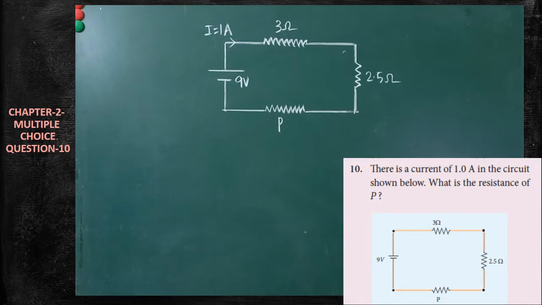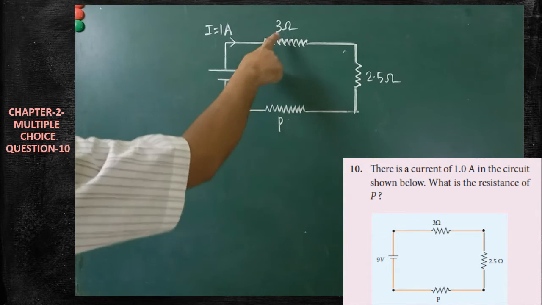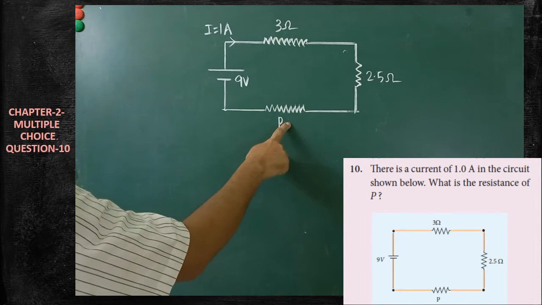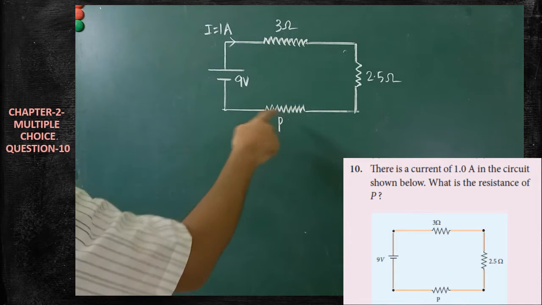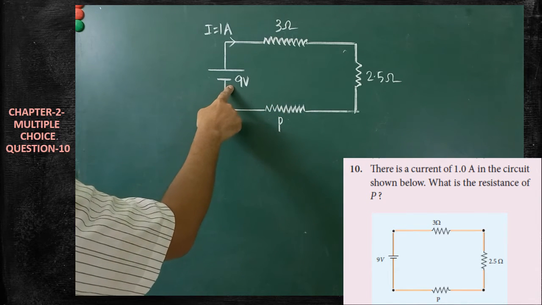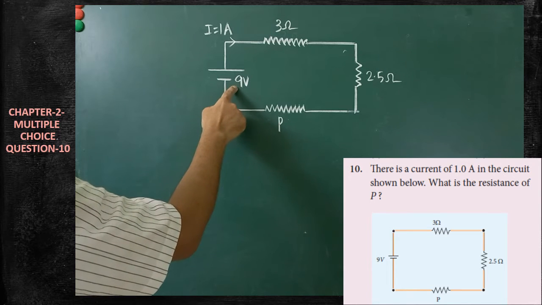Now we are going to solve the 10th problem in chapter 2, a multiple choice question. Here three resistances are connected in series: 3 ohm resistance, 2.5 ohm resistance and the unknown one, P. All three are connected in series. These three are connected with a 9 volt battery. The EMF of the cell is 9 volt.